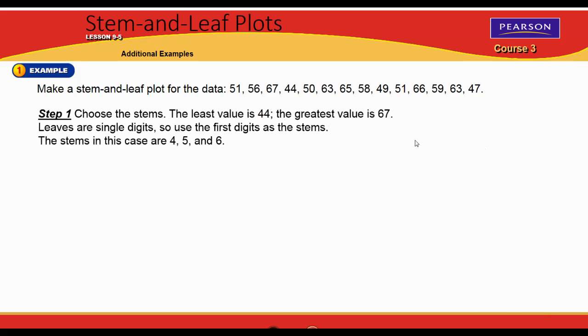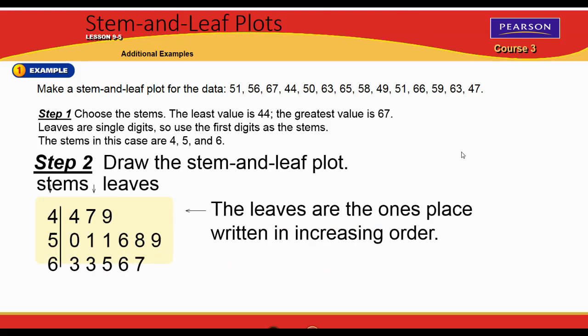So we choose the stems. The stems are going to be all of the digits except for the ones digit. Now, all of these numbers are two-digit numbers, so our tens digits are going to be the stems. I look, and all those numbers range from the 40s to the 60s. That means my stems are going to be 4, 5, and 6. So I would then draw my stem and leaf plot.